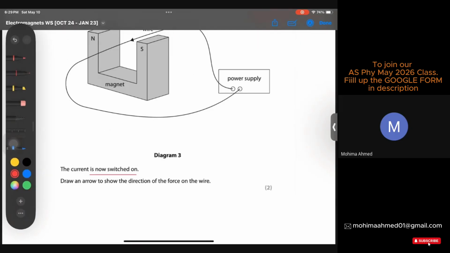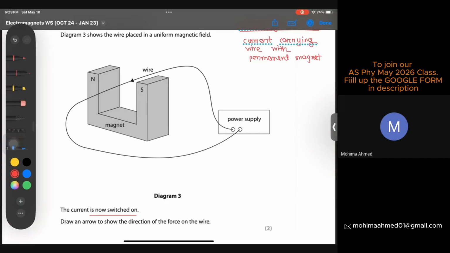Okay, if I start here, draw an arrow to show the direction of the force acting on the wire. I have to think of this as the current moving like this, which actually means current is moving towards you, because you assume you're standing over here. So current is moving towards you, field lines are moving from north to south. So towards you, north to south means an upward force will act on the wire, right?